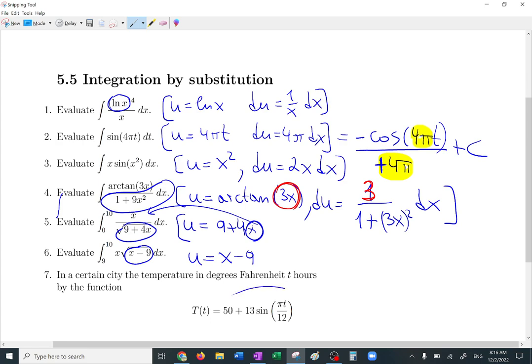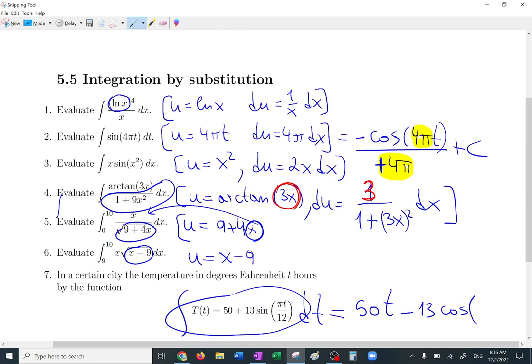How about this function? Temperature in Fahrenheit is 50 plus 13 sine pi t over 12. We want to integrate that. Do you know the integral right away? The integral will be 50, what did you say? 50t, I heard you. Plus or minus, what's integral of sine? Minus 13 cosine. Copy the function pi t over 12.